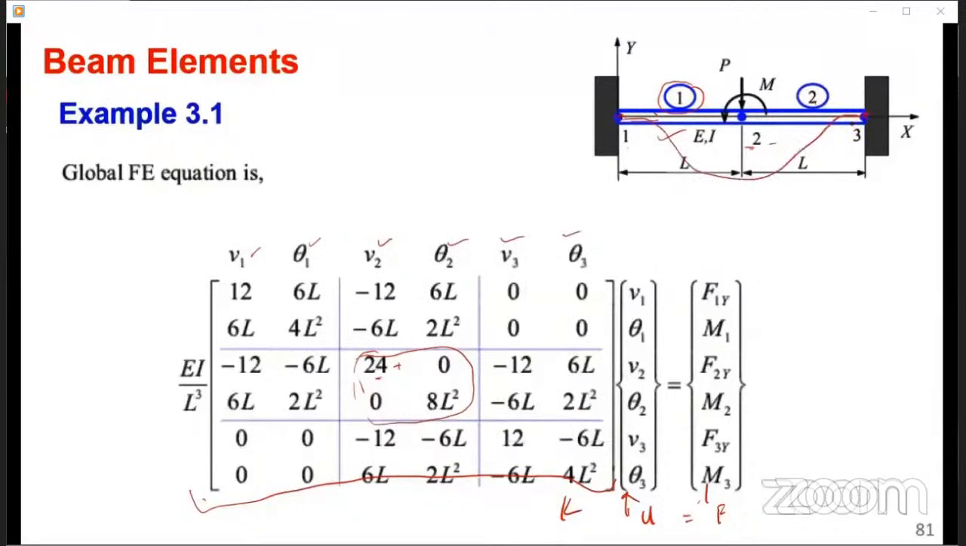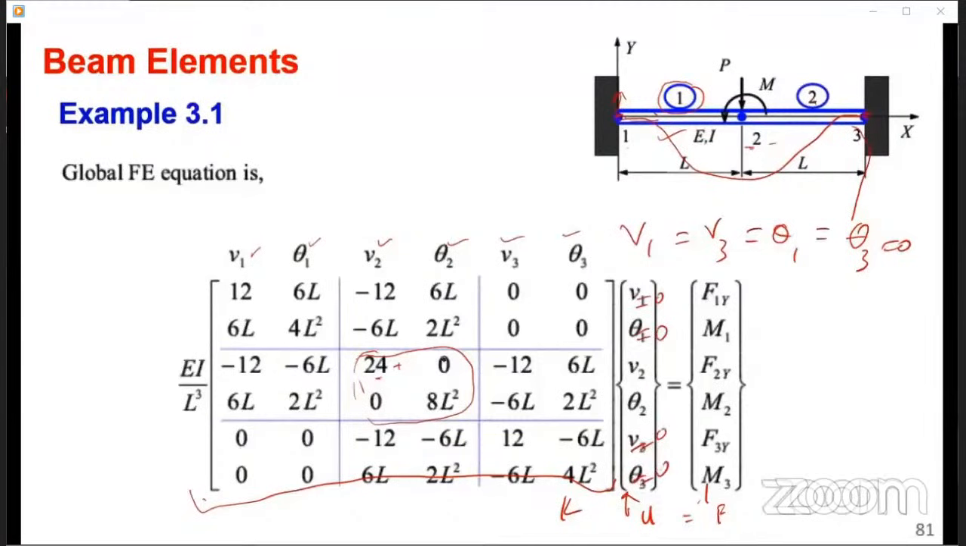Because of this fixity, the rotation here, theta 3, is 0. The same case with theta 1, which is 0. Again, this is fixed. You don't expect any vertical displacement of this. So V1, same case with V3, is equal to 0. So you just come here now. This one will be 0. This one is 0. This one is 0.